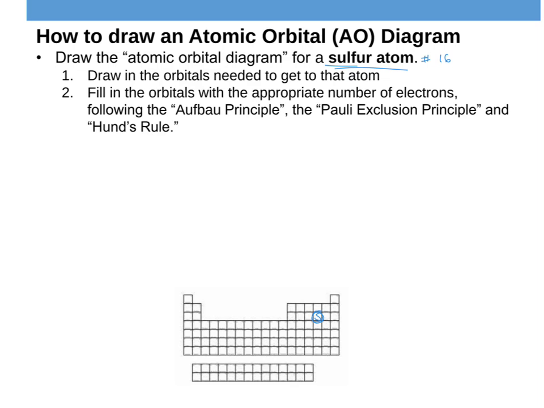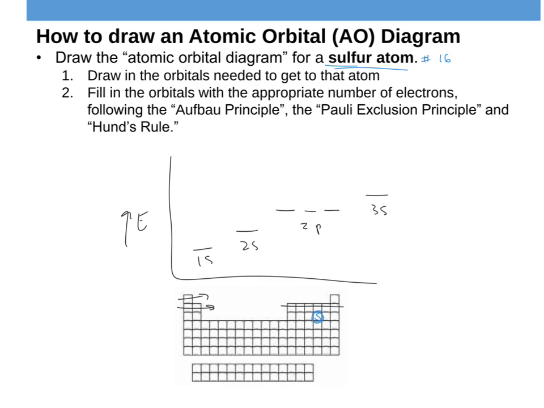Okay, so hopefully you paused and took a crack at this. If I was going to draw this, I've got my energy up here. You start filling like normal. So always the 1s, and then the 2s, and then the 2p, and then the 3s. And then, because we're in the 3rd row, I had to go through all of these. Looks like we're in the 3p's, so I have to go all the way up to the 3p's.